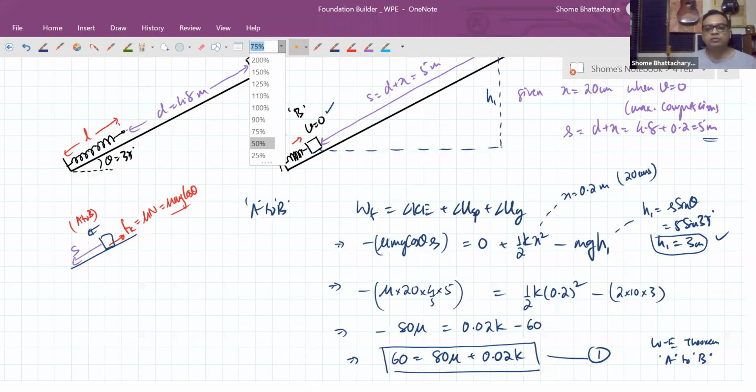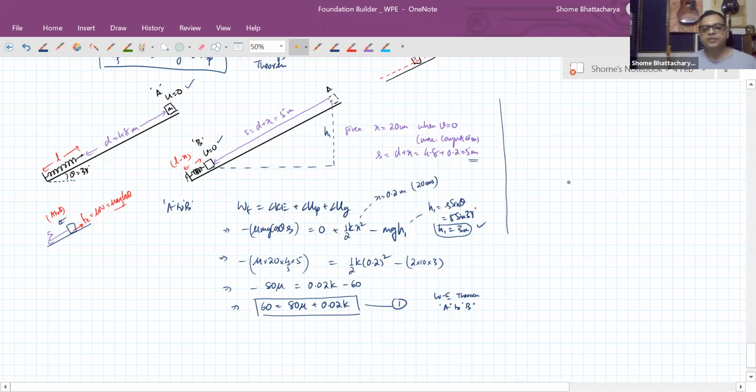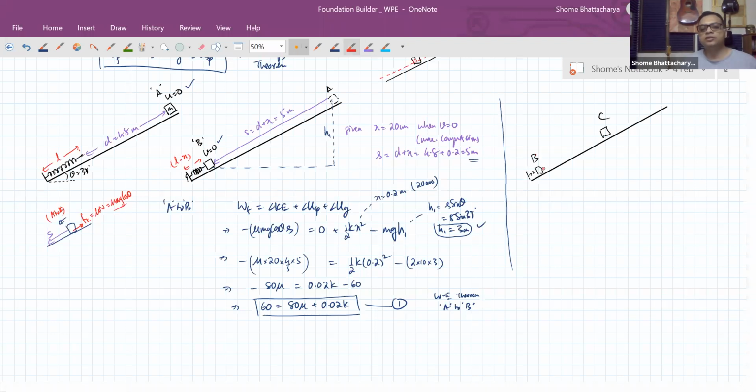And now what we need is one more equation because we have two unknowns. So next what we'll see is as the block goes from this state B, again it is rebounding. So as it rebounds, it reaches some other point C over here from where it had started from over here in B. So this displacement going from here to here is given to us as, say, S prime, that is given to us as 1 meter, because at C it again comes to rest.